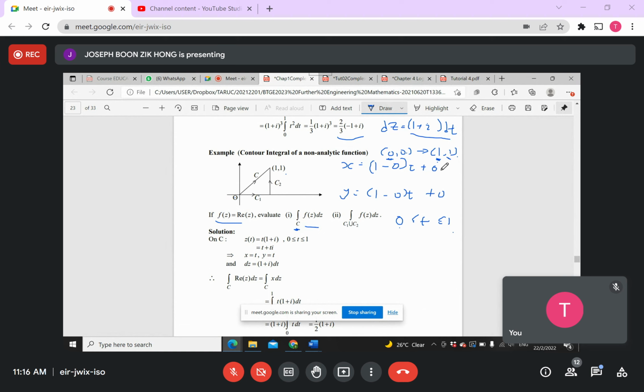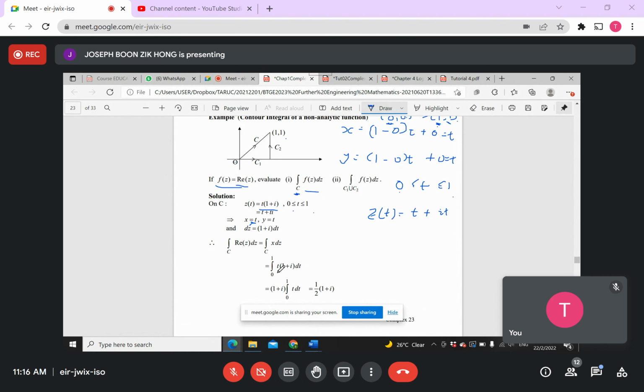Okay, so this one will be the parametric equation. But you have to take note, this one I get t, and this one I also get t. Now your z(t) should be x plus yi. So that's why we have this here. When you take out the t, where it is 0 to 1, and because I only want the real part, that means I only take the t. So my x here will become t.